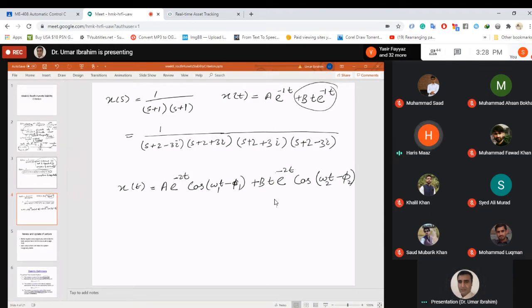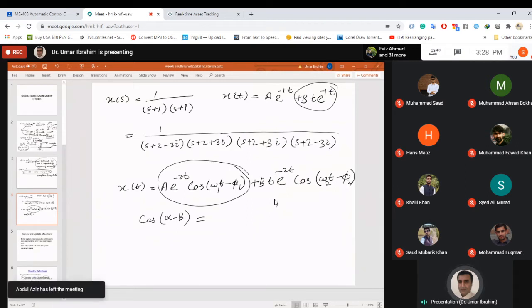Students? Sir, why are we using one term for the two roots? In the real roots, we are using two terms. That is because this term actually contains two terms. If you remember your cos(alpha minus beta) formula, you can expand it into two terms.